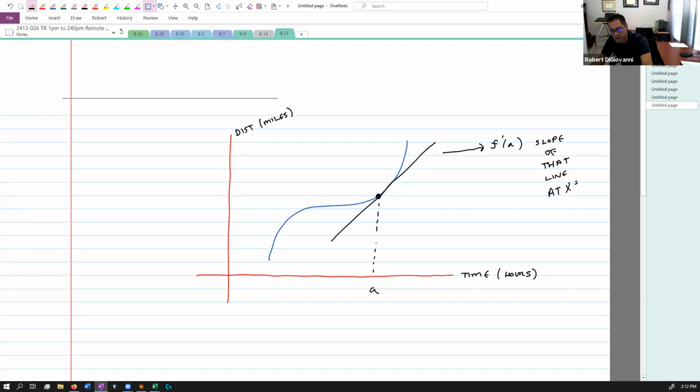At x is a, right? That's what it is. But within the context of this particular function, it represents the instantaneous rate of change of that function at that point.